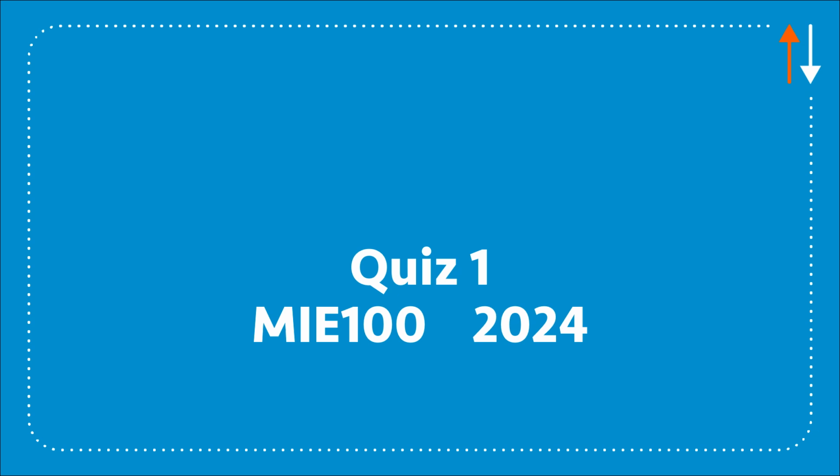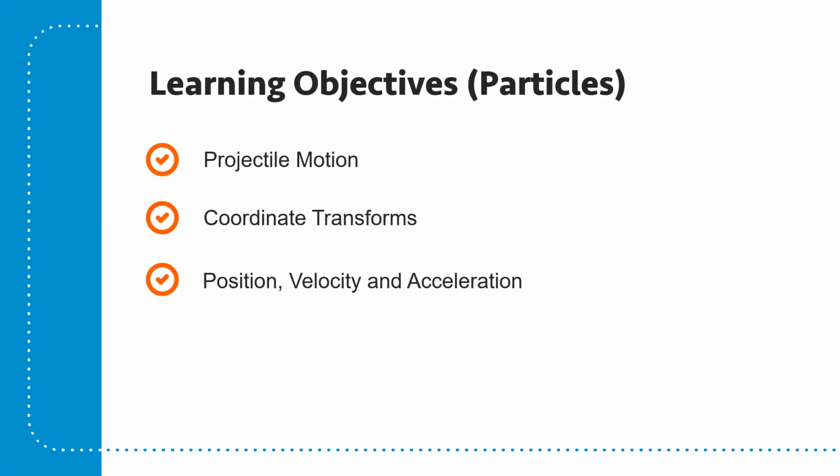This is the first quiz for 2024 for Dynamics MIU 100. And largely we do try and cover the same sort of material year by year. In this particular case, we're covering projectile motion, coordinate transforms, and position, velocity, and acceleration. One thing to be aware of is that this only covers chapter 2 of Meriam-Craig.